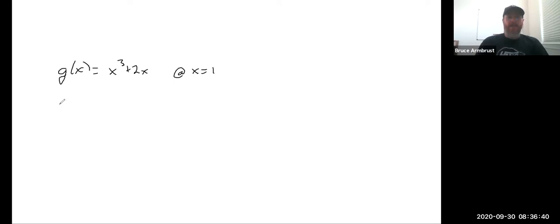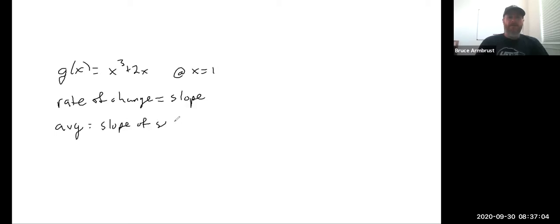And if we want to get the rate of change, remember that the rate of change is the slope. This is kind of a key thing. Anytime you see rate of change, you want to think slope. And so for the average, this is the slope of a secant line. And for the instantaneous, it's the slope of the tangent line.